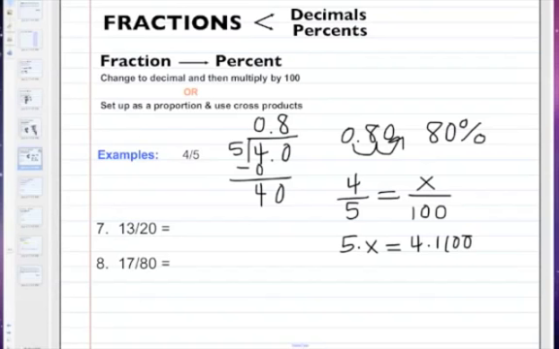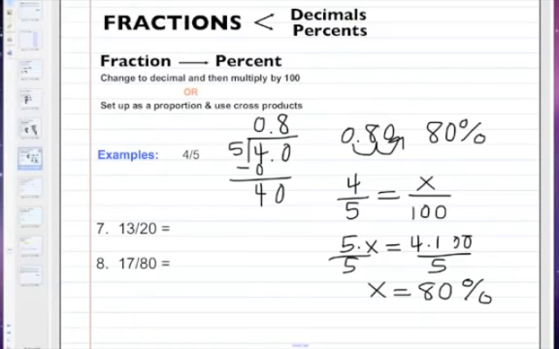Let's correct that here. Get rid of that extra one. There we go, 100. And then I divide both sides by 5. So x is equal to 80. So 80 out of 100 or 80%. So you can see both methods get us to the answer.